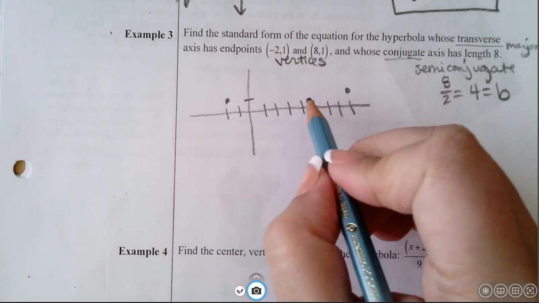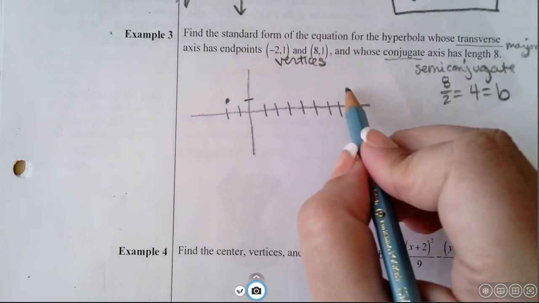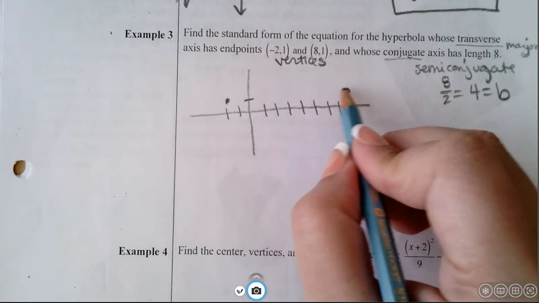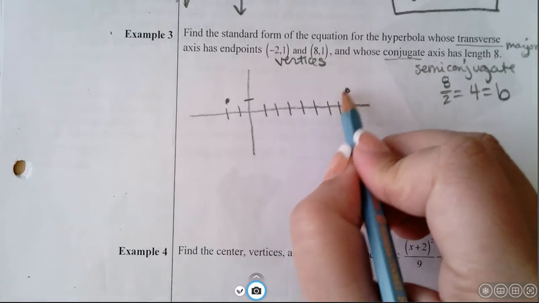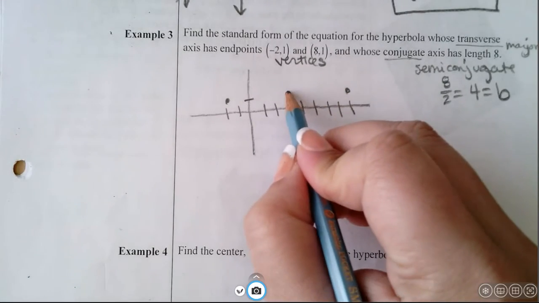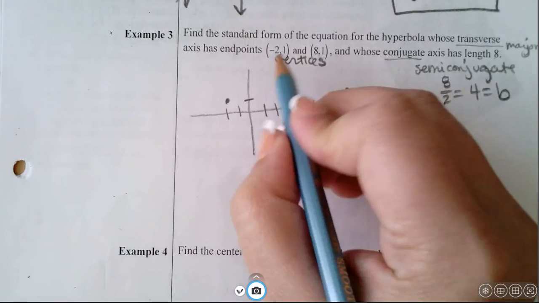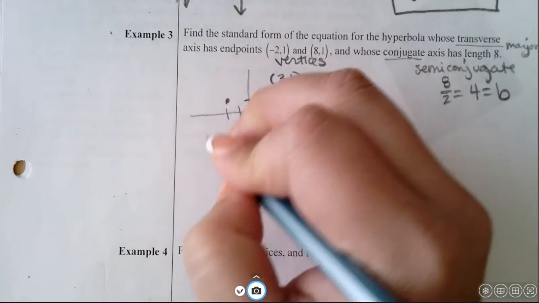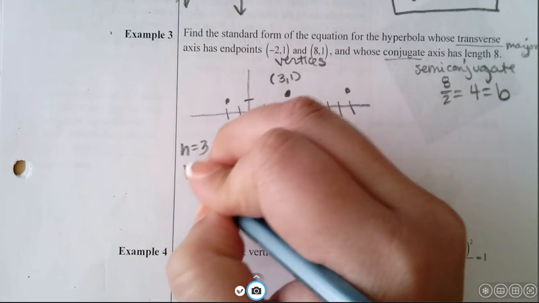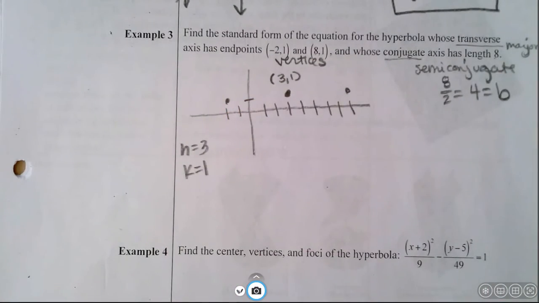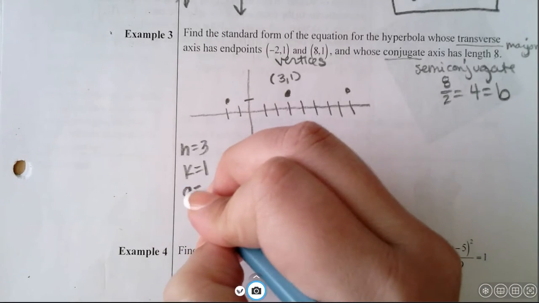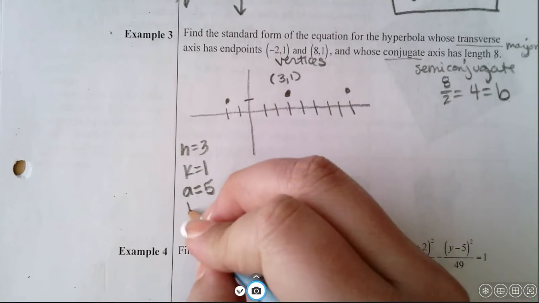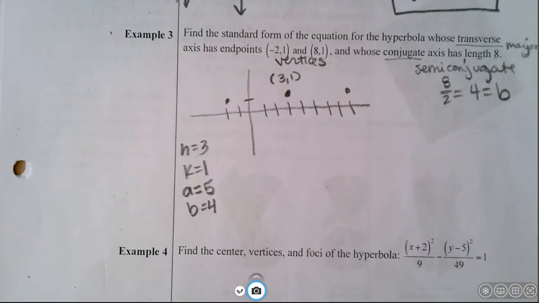Okay, now my center has to be exactly halfway between these points. So if we count, they're 10 units apart. 8 and -2 is 10 units apart. So the center has to be 5 units from each. 1, 2, 3, 4, 5. So my center is at 3, 1. So H is 3, K is 1. A, which we just counted, is 5. We found that B is 4.